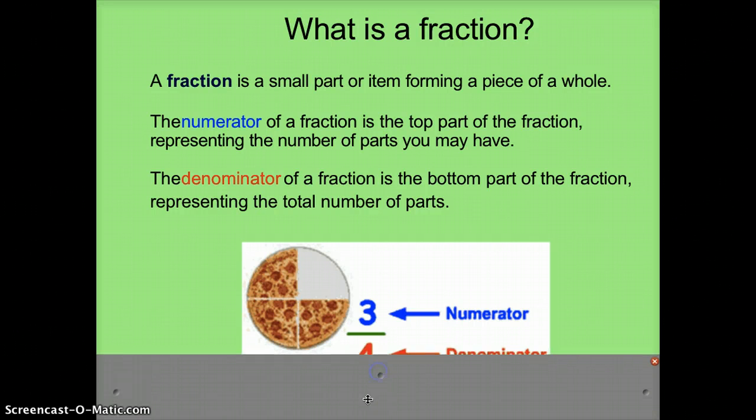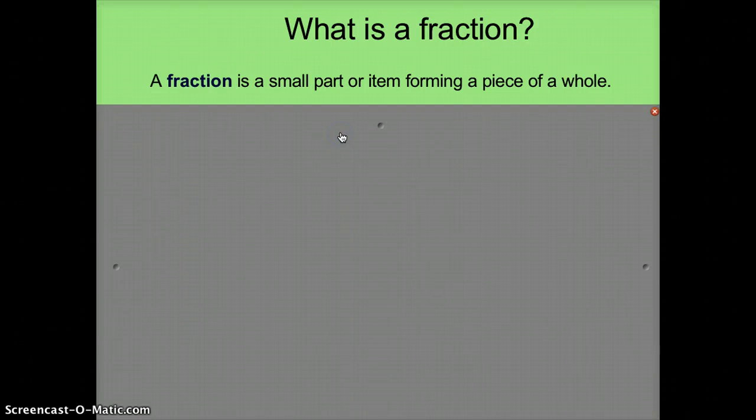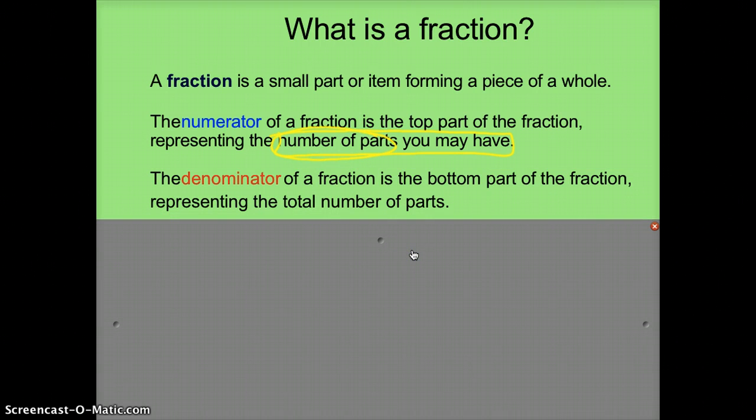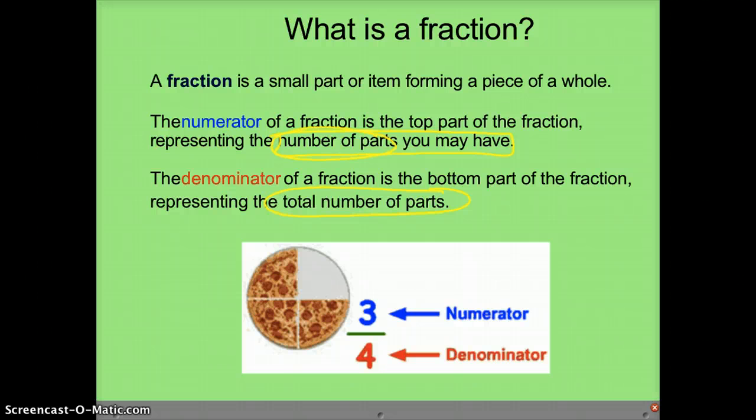Basic things that we need to know about: a fraction is a small part or item forming a piece of a whole. The numerator of a fraction is the top part of the fraction, and this is important here, it represents the number of parts you may have. So the important part being the number of parts. The denominator of the fraction is the bottom part, the bottom number, representing the total number of parts. So here's an example. In this fraction, we have 3 parts out of a total of 4. So the fraction is 3/4.